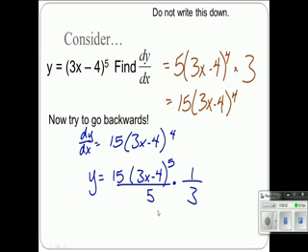Then you can see if you simplified here, I would end up with (3x minus 4) to the power of 5. The reason we multiplied by 1/3 is because you see how this is a linear expression inside of here, 3x minus 4? If you think about this in terms of mx plus b, your slope would be 3. So that's the rule: you're always going to multiply by 1 over your slope.